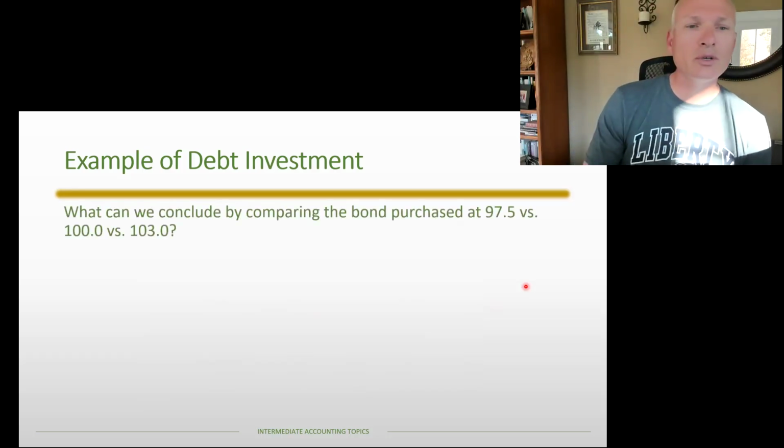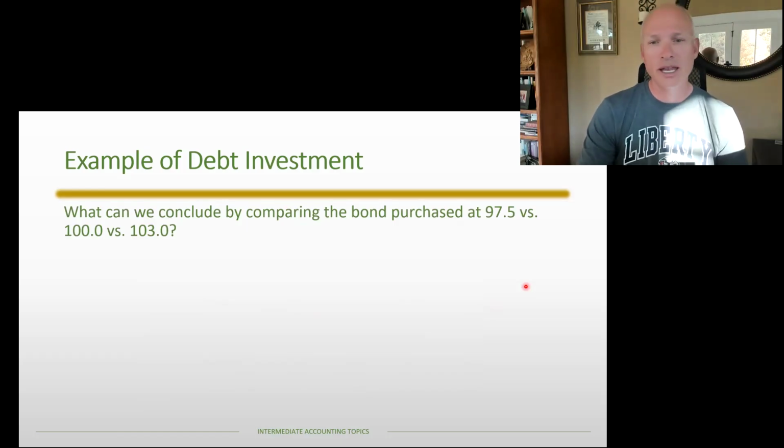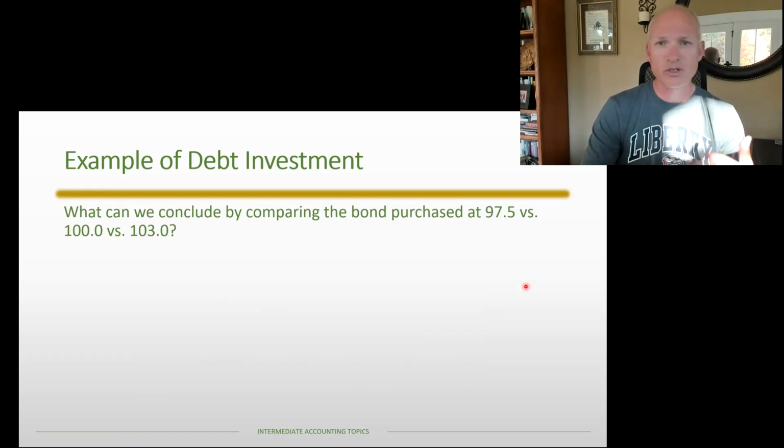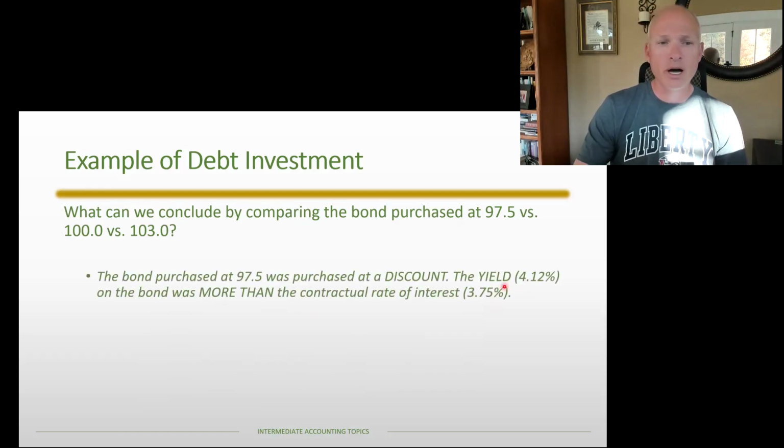So what can we conclude by comparing the bond purchased at 97.5 versus 100 versus 100.3? Just conceptually, what are our takeaways here? First of all, when the bond is purchased at 97.5, that means it is purchased at a discount. And as we discussed, that means the yield must be more than the contractual rate of interest. Those two things work hand in hand. If it's a discount, the yield is going to be more than the stated rate.